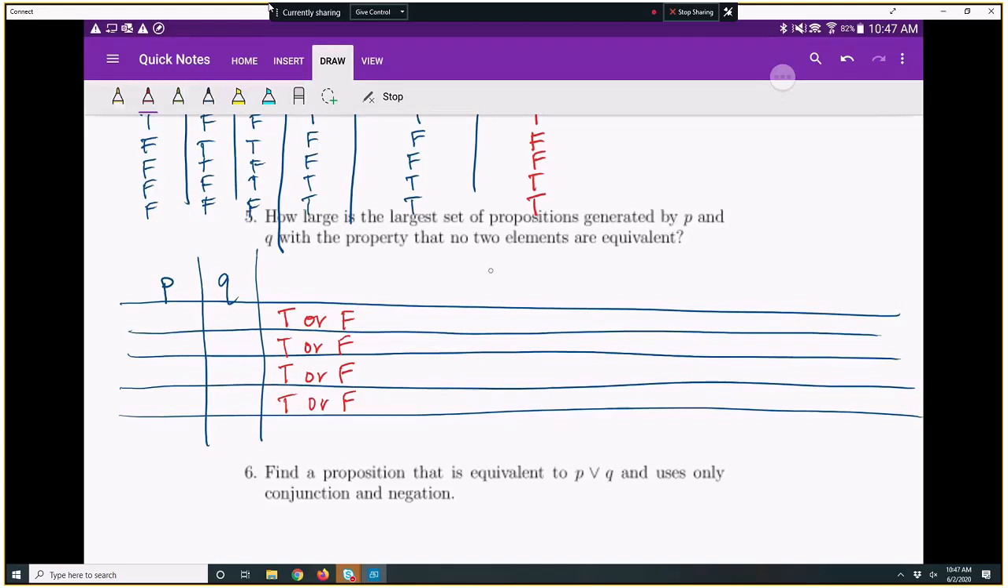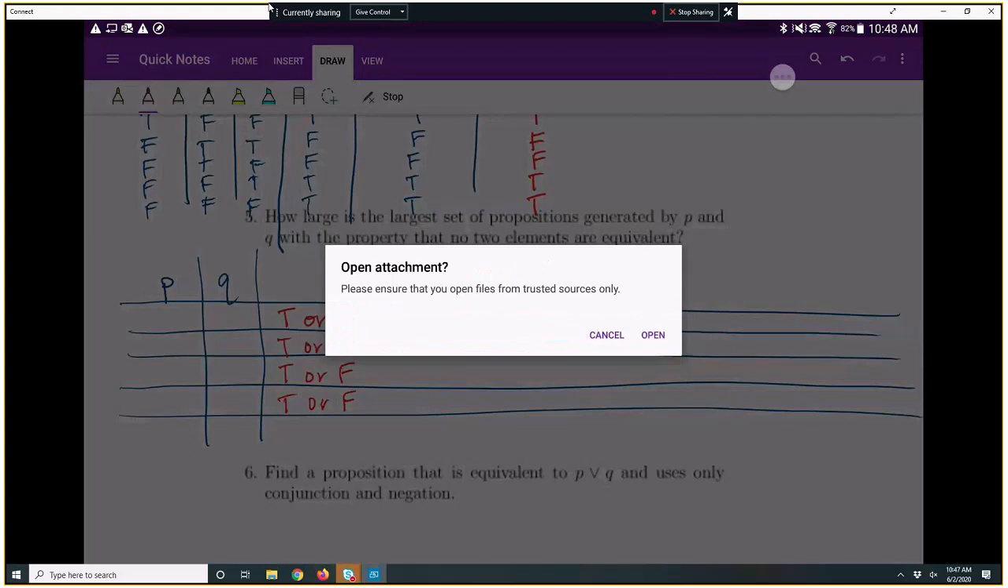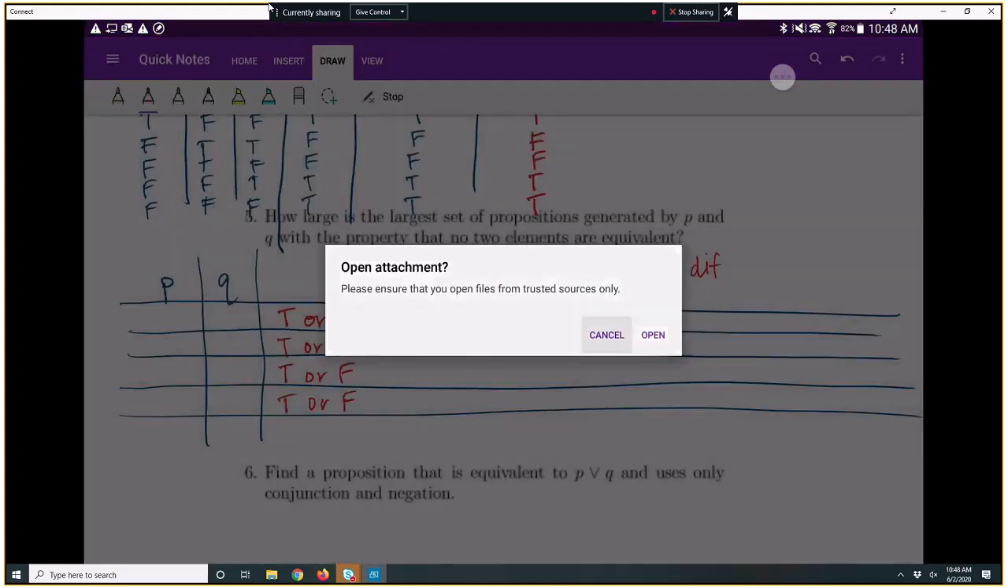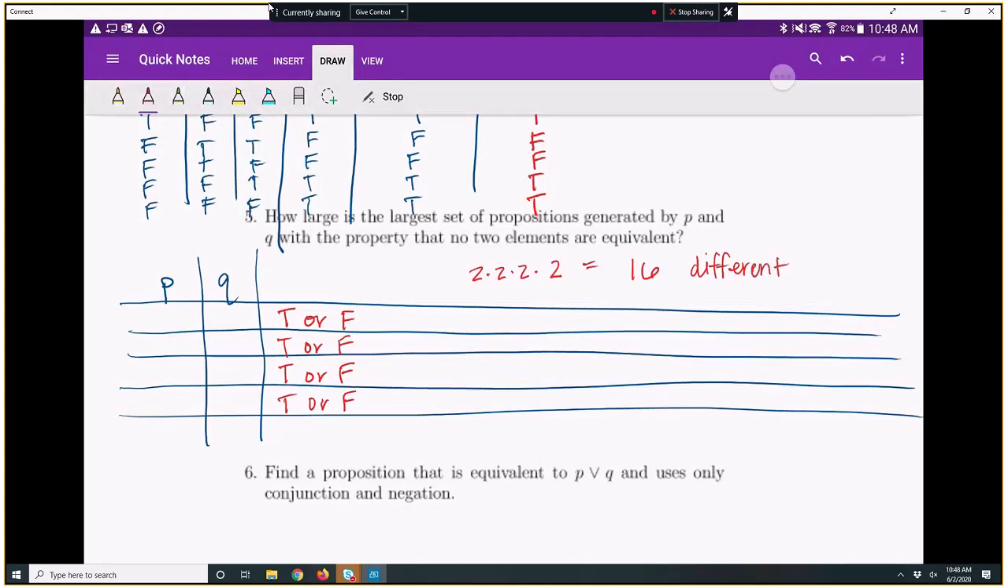So we're going to use multiplication. And there will be 2 times 2 times 2 times 2 equals 16 different propositions. 16 is the largest possibility to make sure that I have different truth values in the table.